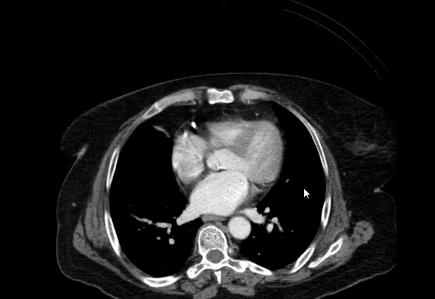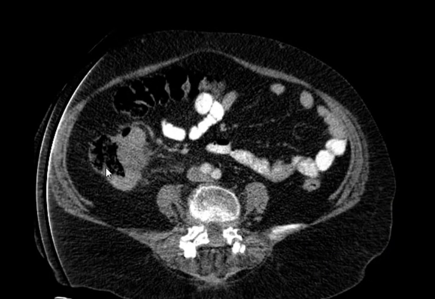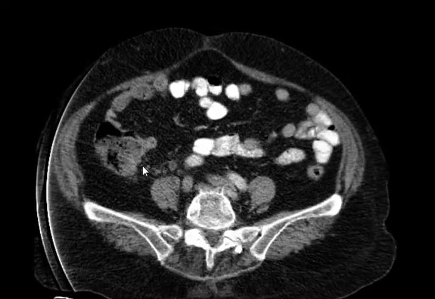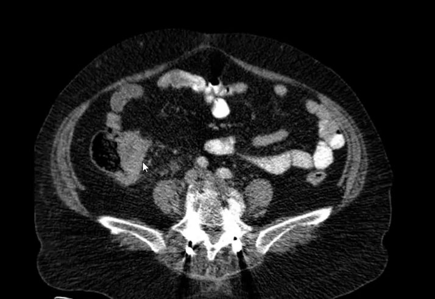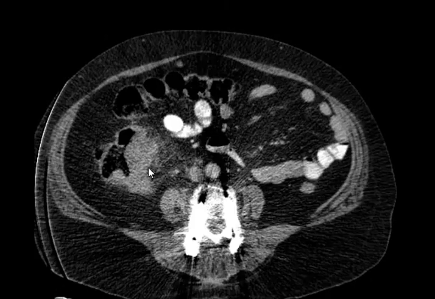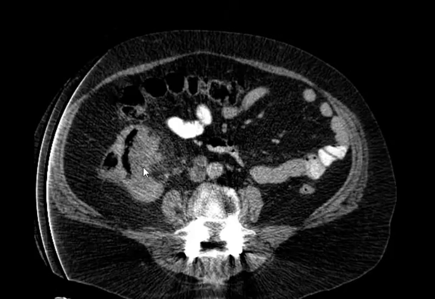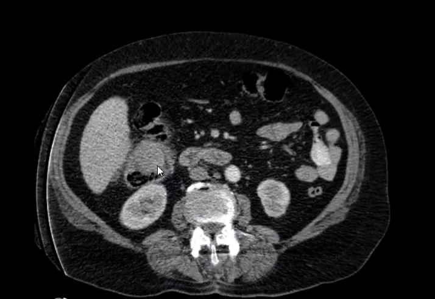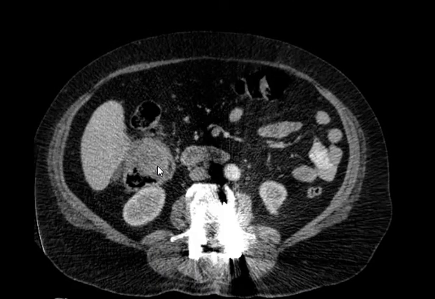Wall thickening, irregularity, lobulation of the outline of the ascending colon, extending maybe up to one third of the bowel. So this means what? Mass, bowel mass. What's your diagnosis or differential? Metastasis to the liver.